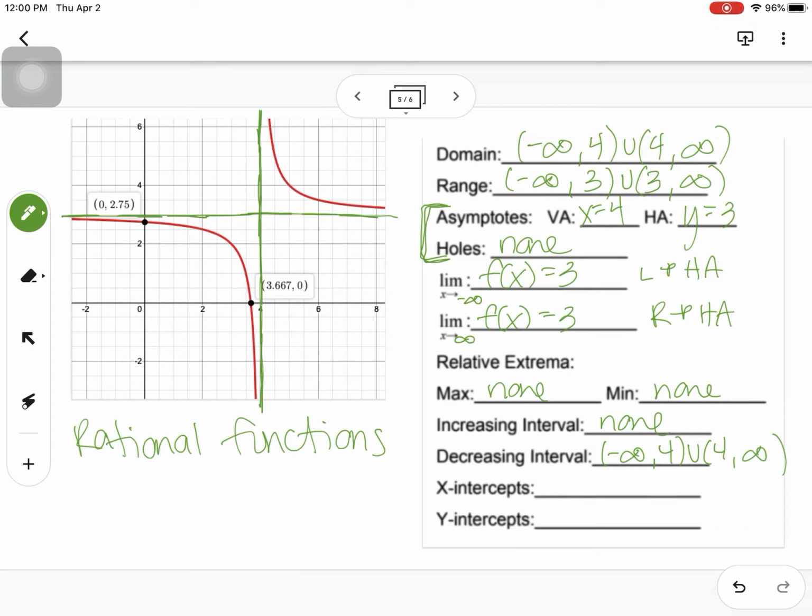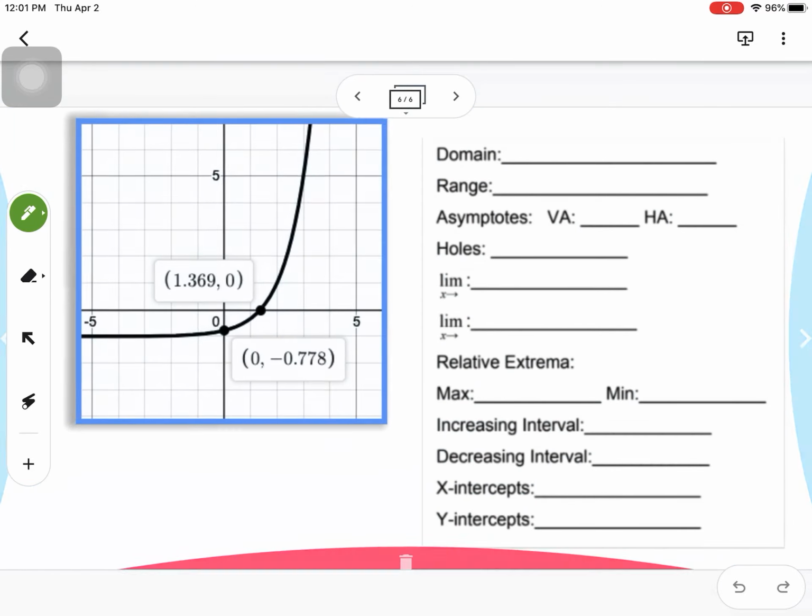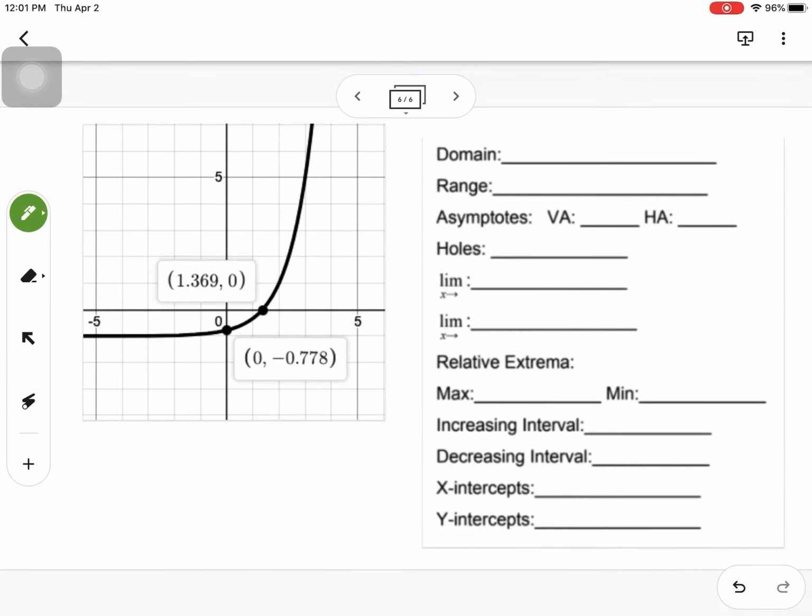And then again, I'm just going to identify my x-intercepts from the graph. So my x-intercept is 3.667, 0, and my y-intercept is 0, 2.75. Okay, I'm going to do one more here, just talking through your charts, and then give you time to practice.